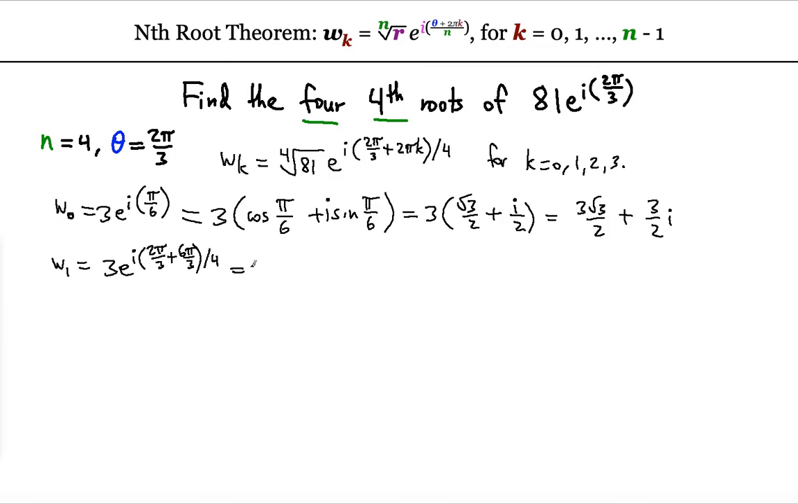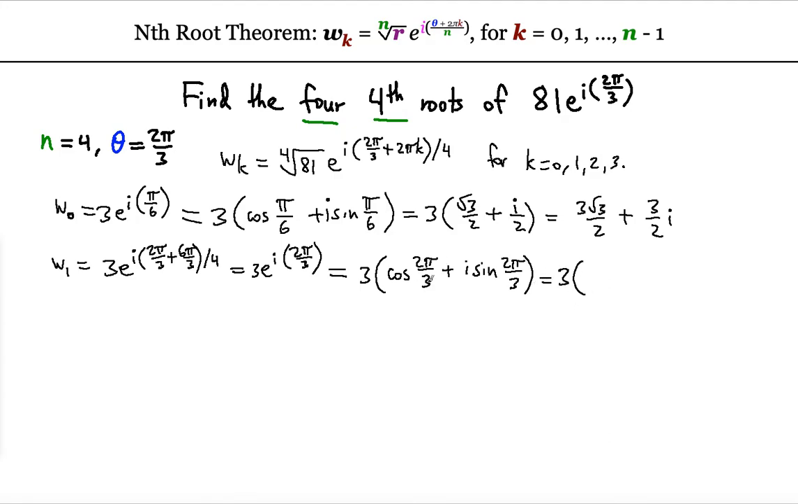So what we get is 3e to the i, and then 6 plus 2 is 8. 8 pi over 12 is the same thing as 2 pi over 3. Okay, this simplifies to 2 pi over 3. So now what we get is 3 times cosine of 2 pi over 3 plus i sine of 2 pi over 3.